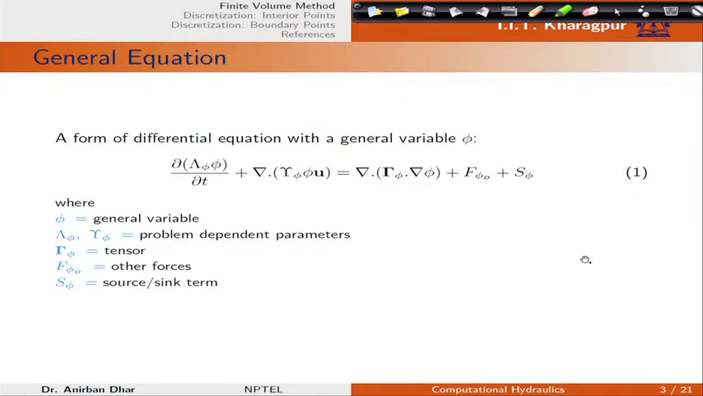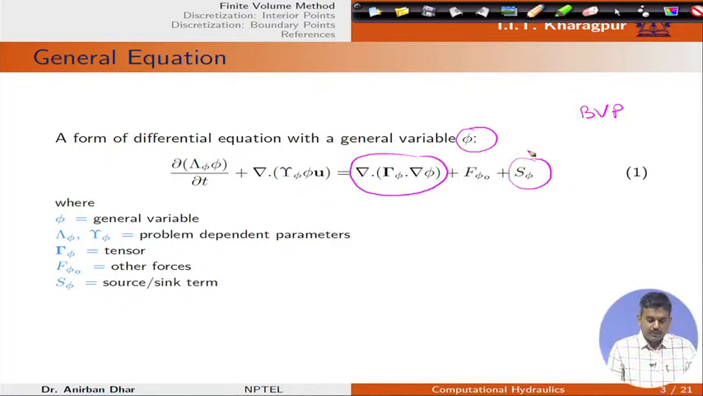Let us consider our general equation in terms of the general variable phi. We have solved the boundary value problem, or BVP, using this diffusive term and sourcing term. Now, in this lecture, we will be introducing this temporal term for the IBVP problem.